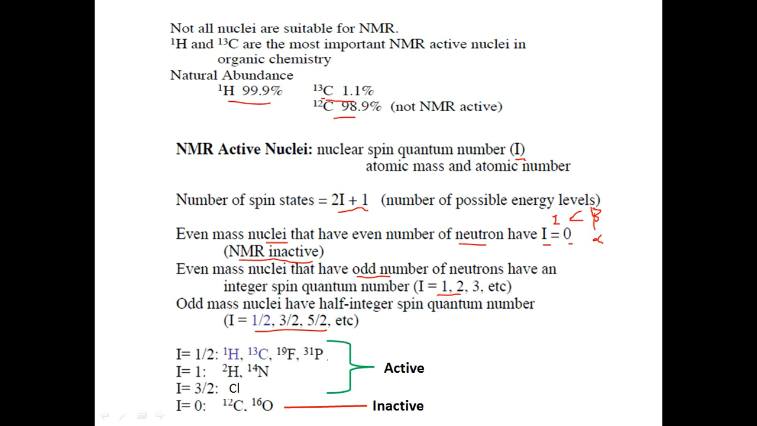So where I is equal to half, like proton, C13, F19, P31. Where I is equal to 1, that is the integer value, deuterium, N14, right? Even in half you have N15, which is also half. For I equal to 3/2 you have Cl37 and Cl35. All these are NMR active, since their I value is greater than 0. Any nuclei where I value is equal to 0, like C12 and O16, are NMR inactive. So the criterion for NMR active nuclei is that I should not be equal to 0. I should be greater than 0.